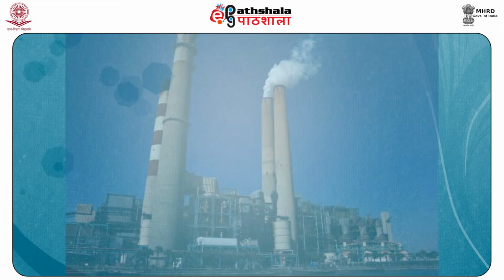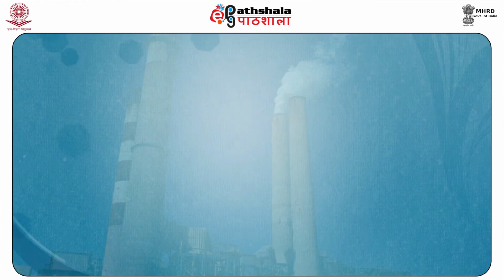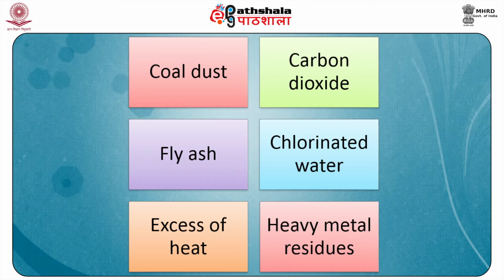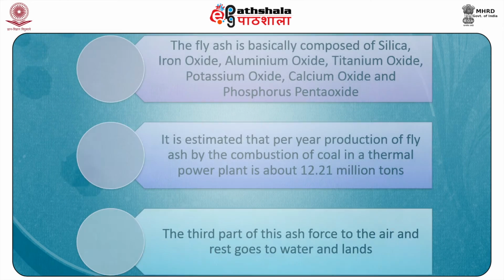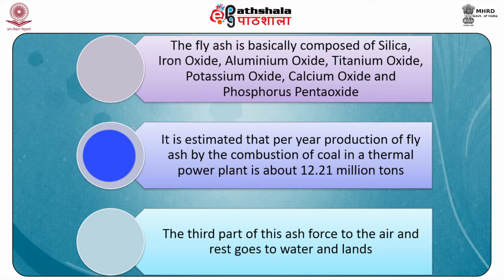Thermal pollutants. The pollutants released during the use of thermal power plants cause thermal pollution. It contains the following chemicals and gases: coal dust, carbon dioxide, fly ash, chlorinated water, excess heat, heavy metal residues. Fly ash. The fly ash is basically composed of silica, iron oxide, aluminium oxide, titanium oxide, potassium oxide, calcium oxide, and phosphorus pentoxide. It is estimated that the combustion of coal in a thermal power plant produces about 12.21 million tons of fly ash per year.